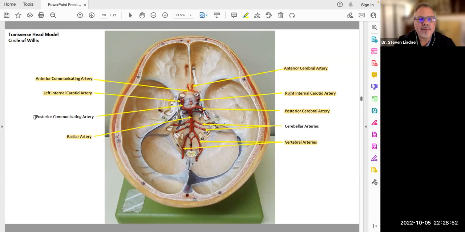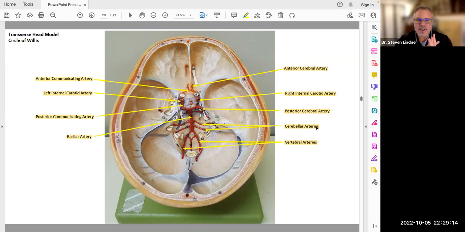And on the posterior side, here's the posterior communicating. We have these cerebellar arteries leading to the cerebellum. When someone has a stroke, depending on what type of functional loss there is, it can indicate where the lack of oxygen and glucose is, where you have dying neurons.